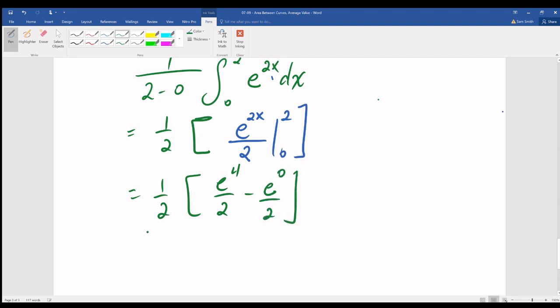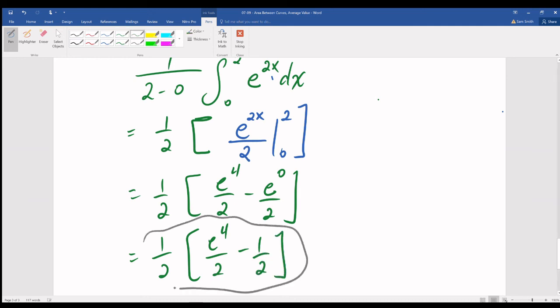Now this cannot be simplified greatly, but if you like, you can use the fact that e to the power 0 is 1 and write your answer in the following format. 1/2 times e to the 4 over 2 minus 1 over 2 is the average value of this function on the given interval.